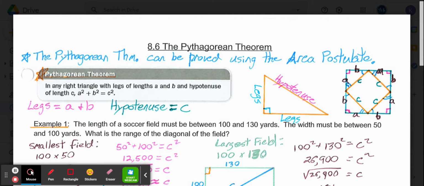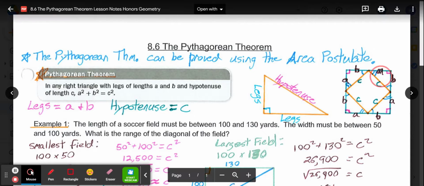Now, the proof that builds into where this comes from is based on this image over here to the right. I'm not going to worry about going through each part of that proof and where the idea of Pythagoras' theorem came from based on the area postulate, but I will include an additional video for those of you that are curious to take a look at. But it can basically be summarized into this one image.